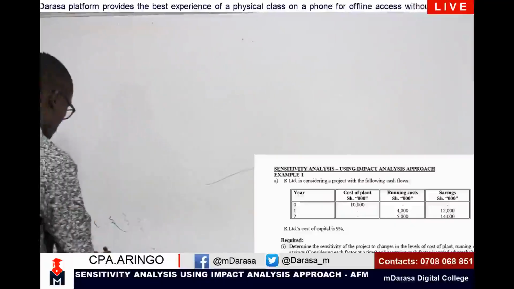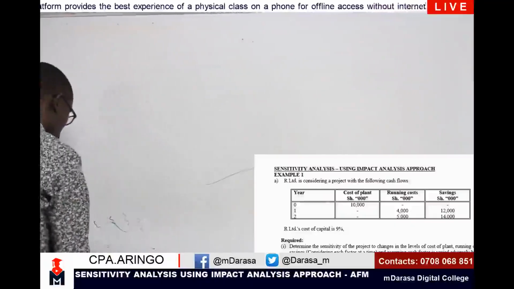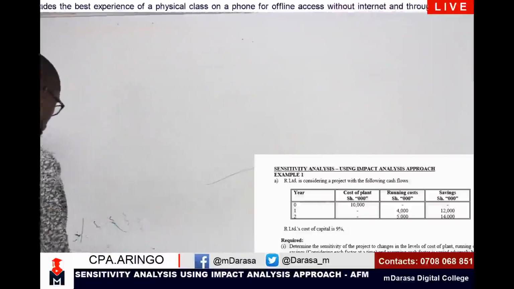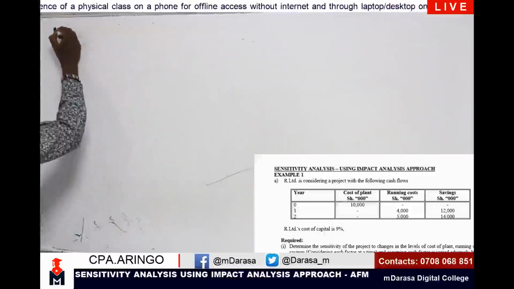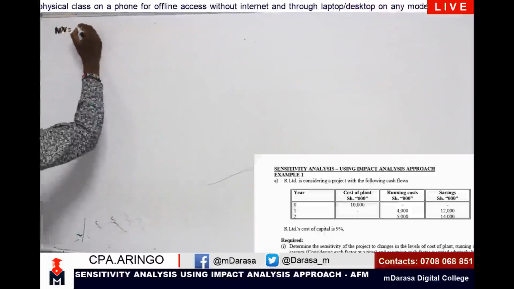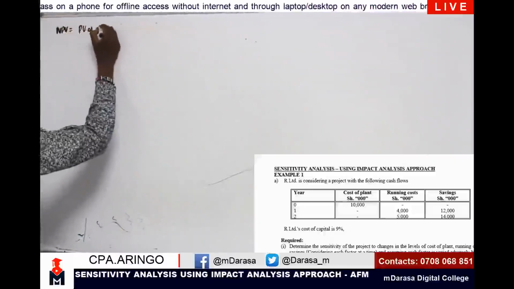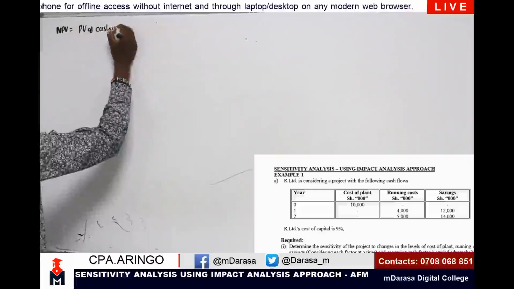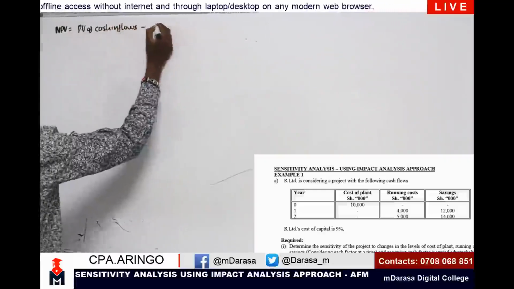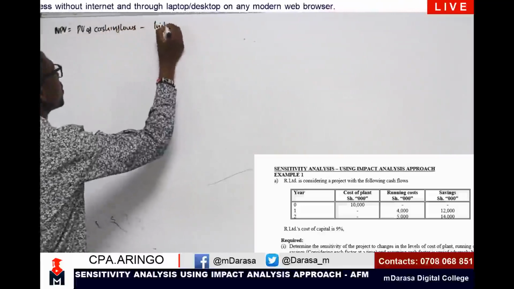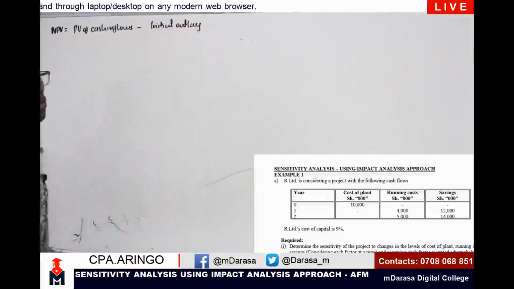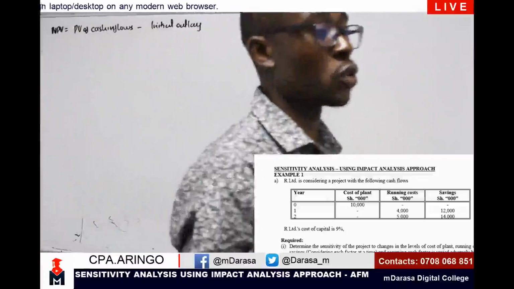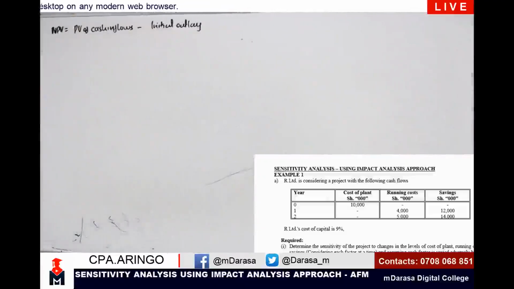Recall, like we said, anytime we are talking of NPV, we should always have this in mind. We should always tend to have our NPV equal to our present value of cash inflows minus our initial outlay. This is what will give us our NPV, and I'll not stop repeating that. I'll always repeat till you guys get it very clearly.